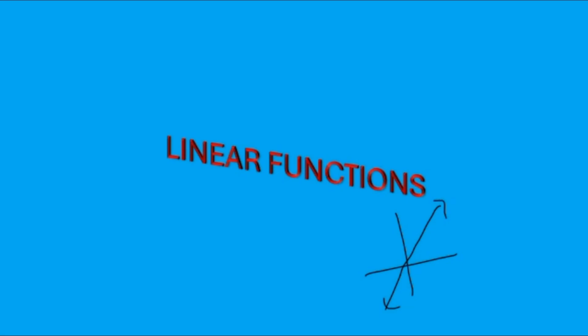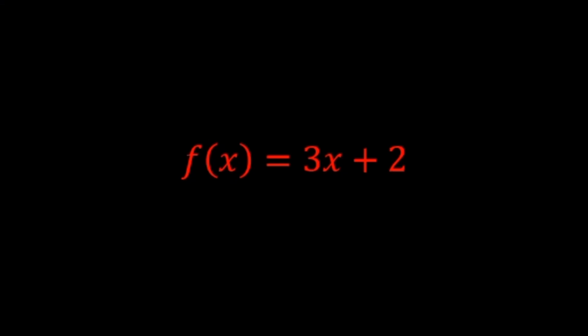Now we're moving on to linear functions. This is like some simple 6th grade algebra. Suppose you have f of x is equal to x plus 1. Instead, let's move on to a cooler example. F of x is equal to 3x plus 2. Now, how do we graph that?